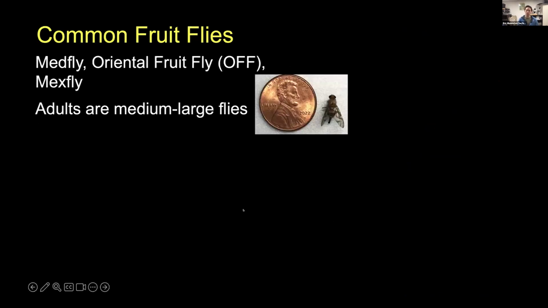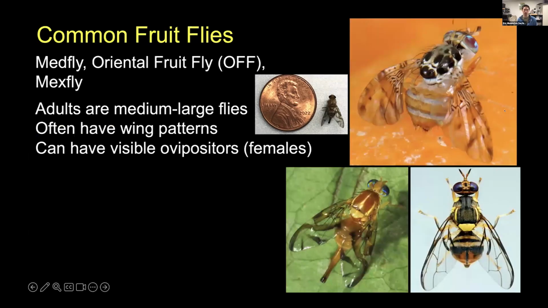The adults are medium-sized to a bit larger flies. Here's a picture of a Mex fly adult female, pictured next to a penny, just to give you a sense of scale. The Mex flies are a little bit bigger than the oriental fruit flies or the med flies, but generally speaking, they're large flies. Here they are, pictured over here.